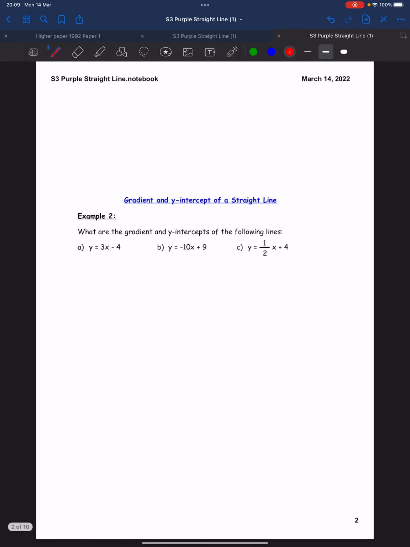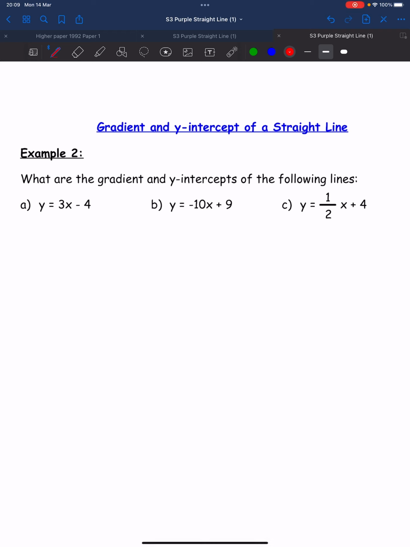Let's take a look at the next example here. So 3 quick examples, just pulling off the gradient and y-intercept. In the first one, example 2a, we have y is equal to 3x minus 4. So here the gradient is going to be 3, and the y-intercept is going to be minus 4. In the next one, y is equal to minus 10x plus 9. The gradient is equal to negative 10, and the y-intercept is 9, i.e. it cuts through the y-axis at 0, 9.